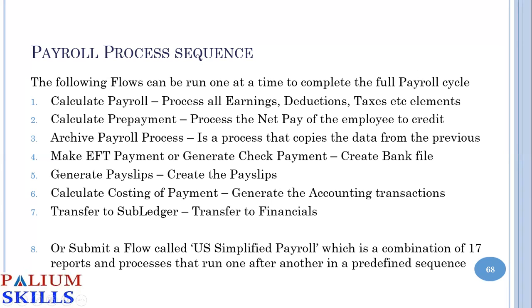in a predefined sequence. That means the sequence is already defined, which will run first: payroll, prepayment, archive payroll process, EFT payment or bank, generate payment, generate the pay slips, then costing of payment, transfer to ledger, subledger. These are the processes. In between, there'll be reports like element register report, element entries report, or your costing report. They will not process anything, they will just show you the information on the system. So altogether they are like 17.